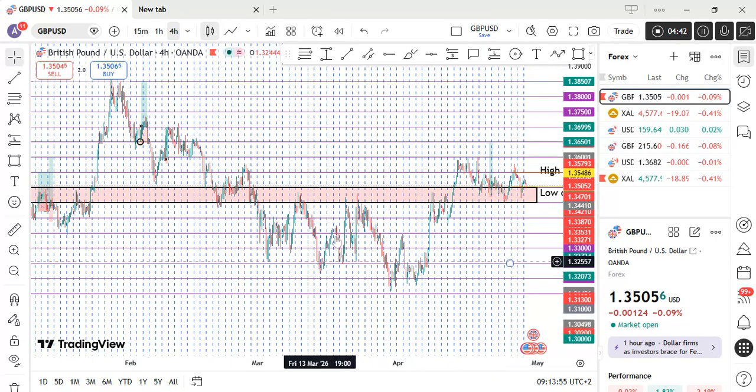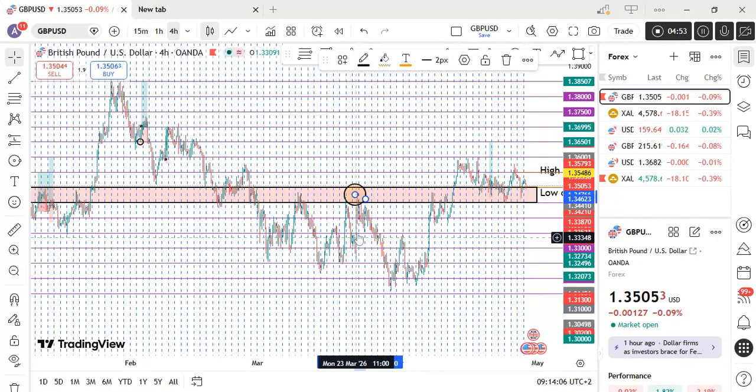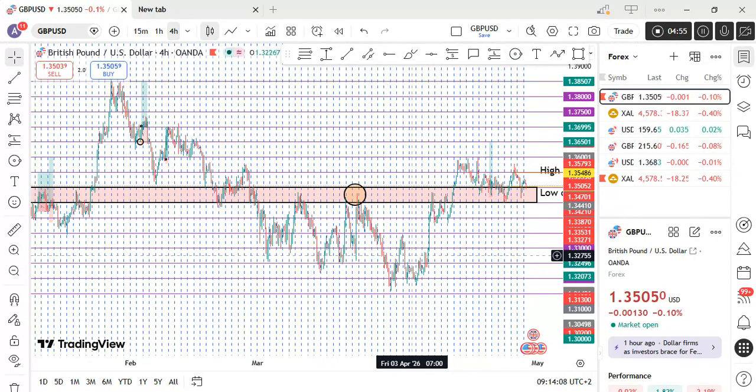We saw price eventually retesting the same level again. What do we see when price got to this level? Once price got to this level from the higher time frame, being the 4 hour time frame, we saw that price eventually rejected off this level and created a new low again.